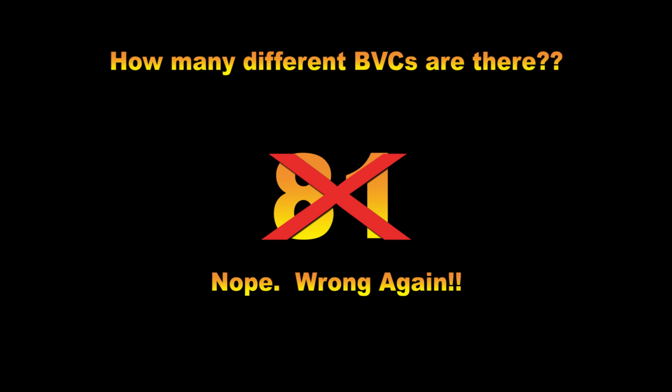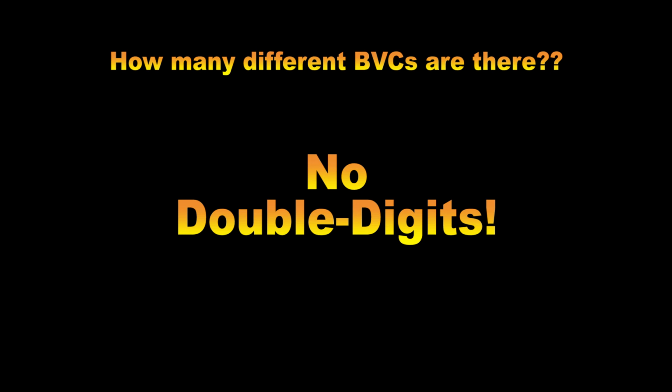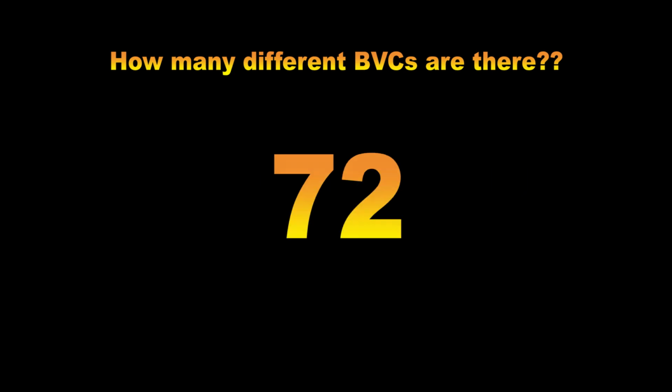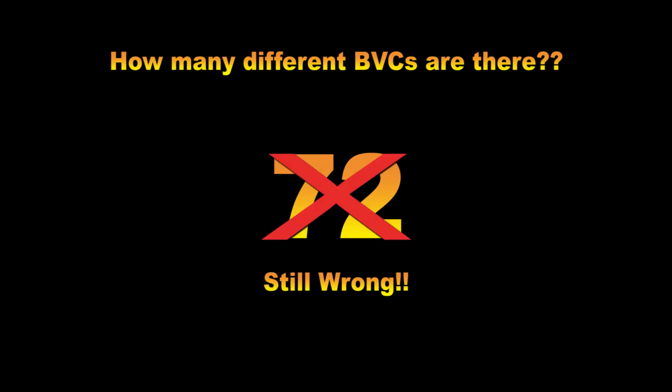Nope. Wrong again. If you think a little harder, you will realize that the 2 digits in a BVC must be 2 different digits. This means we can rule out 11, 22, 33, 44, 55, 66, 77, 88, and 99. Those possibilities cannot exist. Another 9 eliminations. And that leaves 72. So is that the answer, you may ask? Well, if you guessed 72, that's a pretty good guess, but unfortunately it is still wrong.